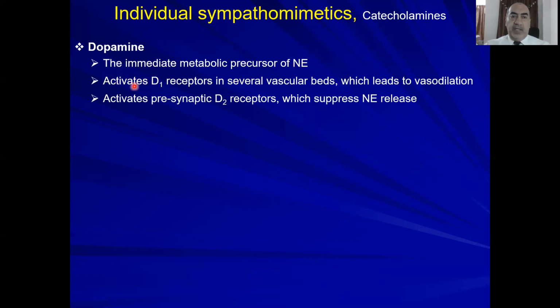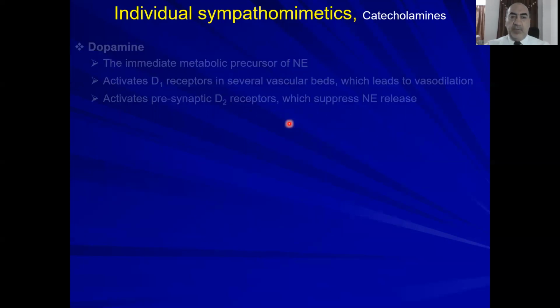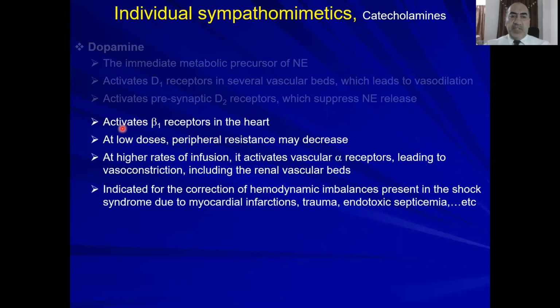So it's the immediate precursor of norepinephrine. It activates D1 receptors in several vascular beds, which leads to vasodilation. Also it activates presynaptic D2 receptors, which suppress norepinephrine release. Do you notice something? D2 receptor activation suppresses norepinephrine release, and also alpha 2 receptor activation suppresses norepinephrine release. Just something to remember. It also activates beta 1 receptors in the heart, so it will increase the heart rate and contractility.